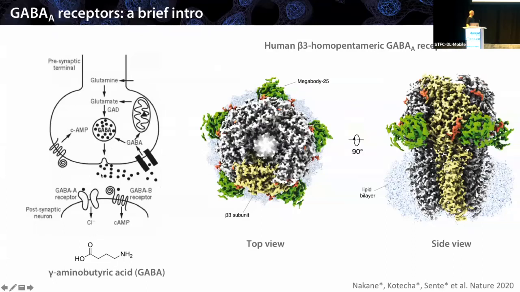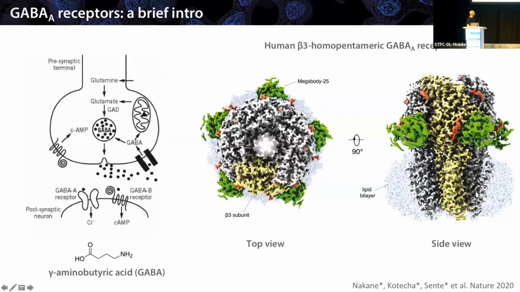And then after it traverses the synapse, GABA will bind to the ion channel. And the channel opens, which allows an inward flux of chloride down the concentration gradient, which will hyperpolarize the membrane of the postsynaptic neuron. And this reduces the probability of firing an action potential from this neuron. And this is how GABA acts as an inhibitory neurotransmitter.